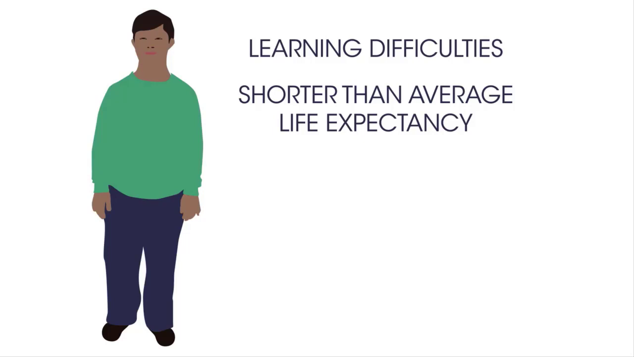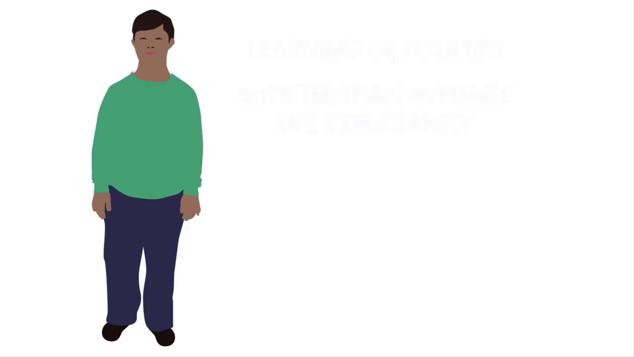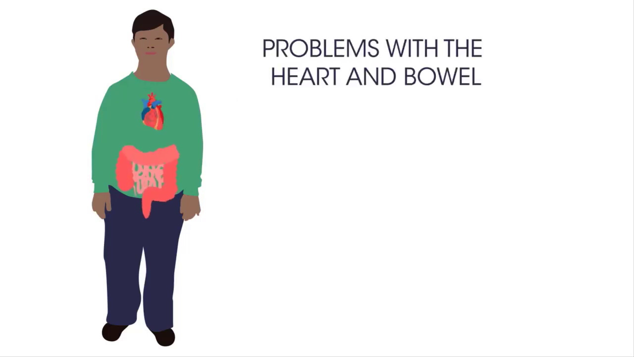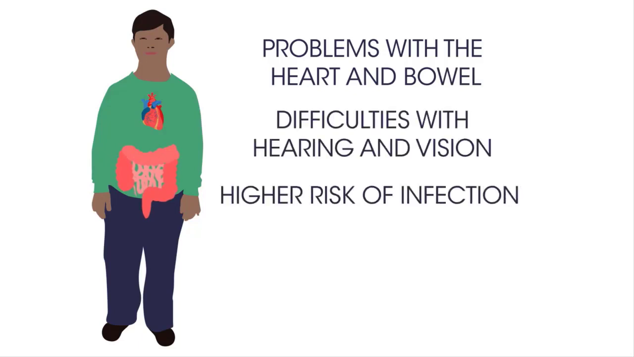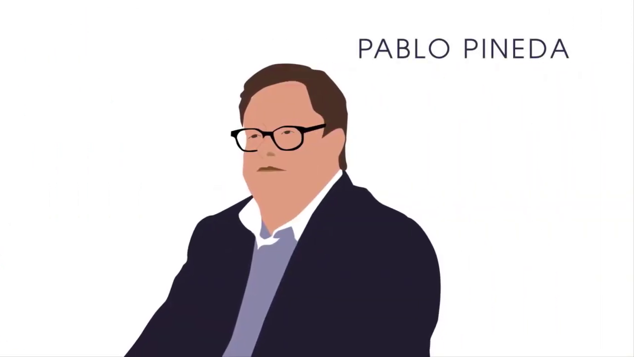Some conditions more common in people with Down syndrome include problems with the heart and bowel, difficulties with hearing and vision, and a higher risk of infections. However, everybody who has Down syndrome may be affected in different ways. Pablo Pineda, for example, a Spanish actor who won a Silver Shell Award in the San Sebastian Film Festival, was also the first person with Down syndrome in Europe to get a university degree.